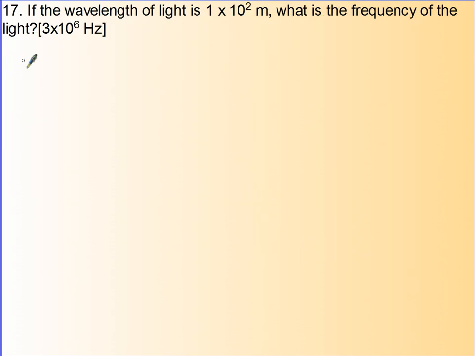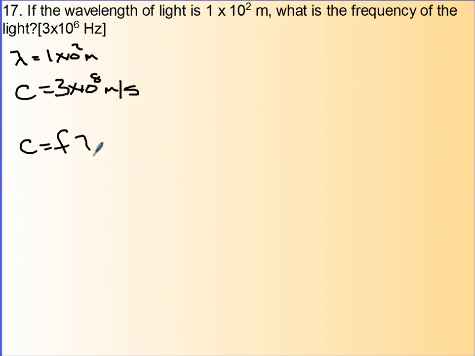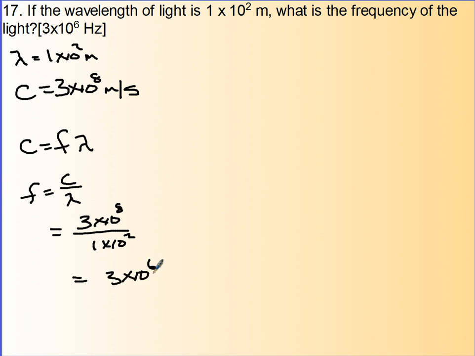Now, if the wavelength of light, lambda, is 1 times 10 to the 2 meters, what's the frequency? Well, it seems like I didn't give you enough information, but you know the speed of light is 3 times 10 to the 8th meters per second. You know c is f lambda. The frequency is c over lambda. Now you plug your numbers in. 3 times 10 to the 8th divided by 1 times 10 to the 2 gives me 3 times 10 to the 6 hertz.